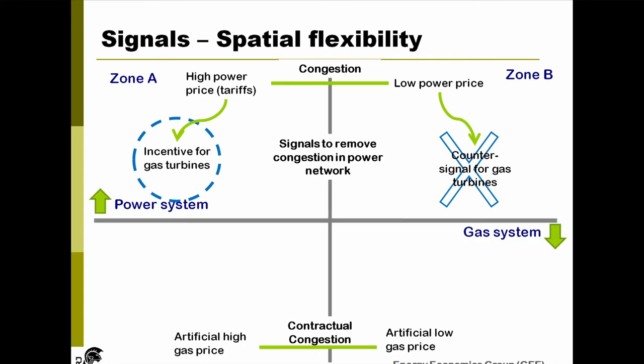But what happens if we look at the gas system? We may have a situation where we have a contractual congestion. Contractual congestion is a situation coming from the idea of giving free spatial flexibility, and it's a situation where the capacity that can be sold by the market, because of the simplification process, is lower than the physical capacity of the network. This means that the congestion of the network is not a physical congestion, it's just a congestion caused by the simplification of the network. This contractual congestion can be understood as an artificial high gas price in zone A, for example, and an artificial low gas price in zone B.